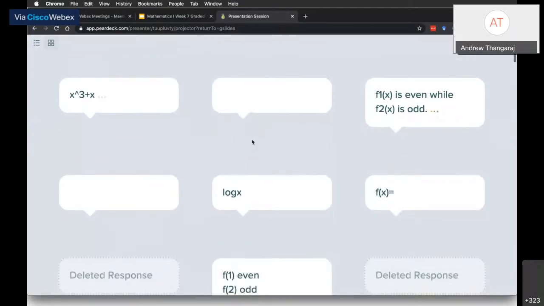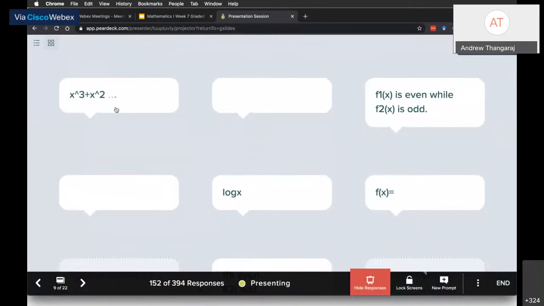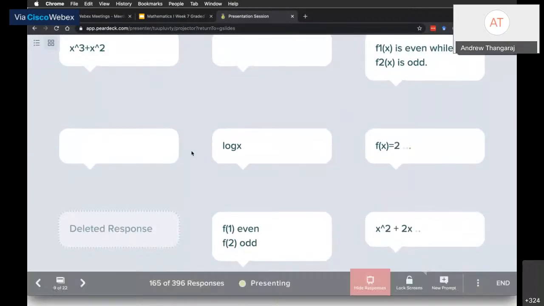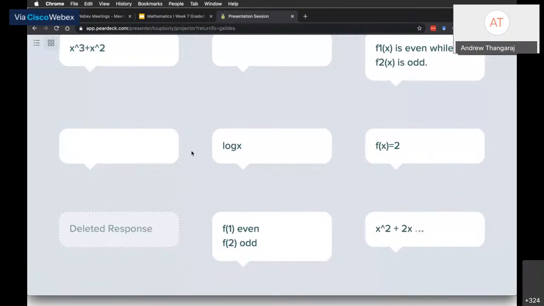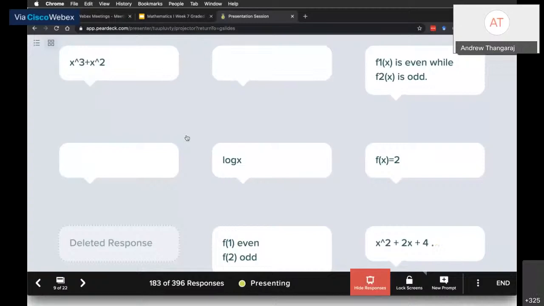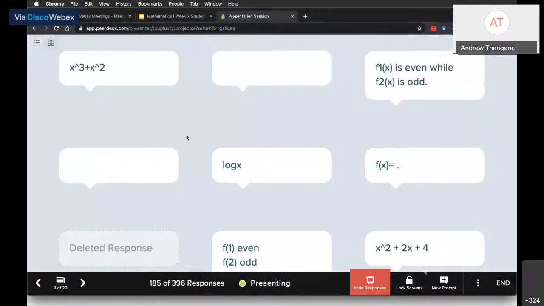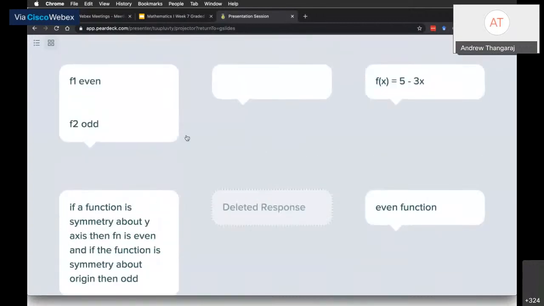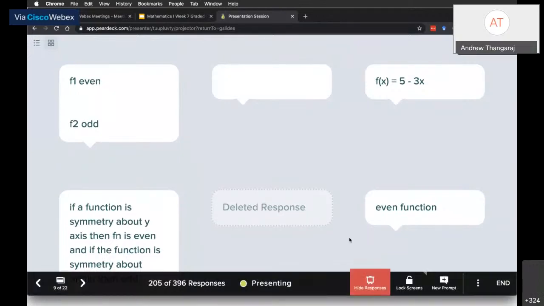Okay, so there's an example: x cubed plus x squared. Yeah, so it's got the right idea. Log x. Log x is a bit difficult, right? Minus x, it's not even defined. So let's not go into such kind of functions. Yeah, x squared plus 2x plus 4. There's so many of these functions which are neither even nor odd. 5 minus 3x, yeah, absolutely, neither even nor odd. A lot of functions are there which are neither even nor odd. Okay, think about it.